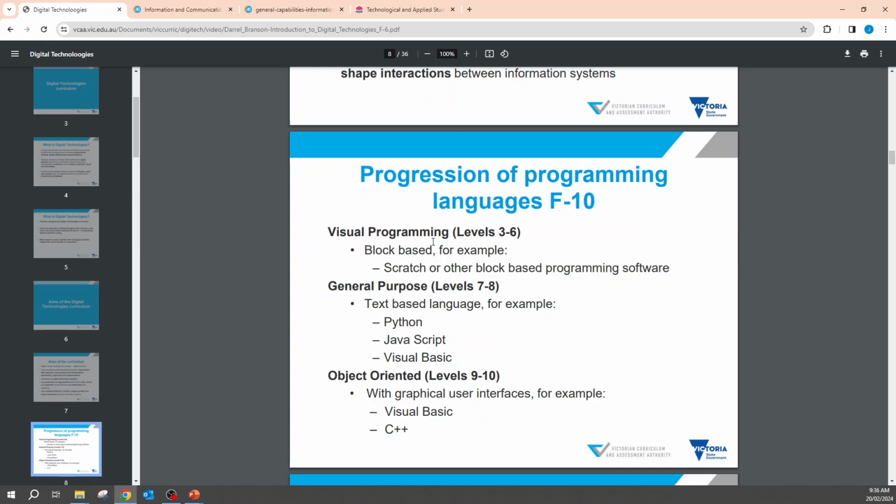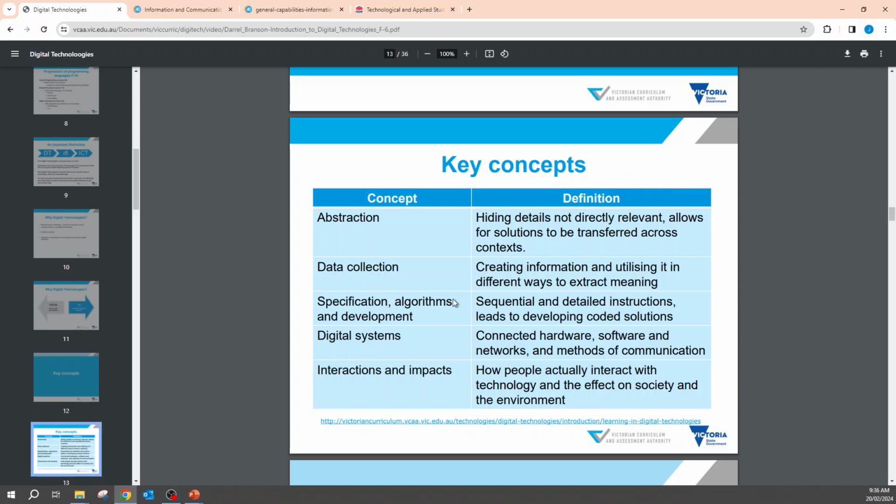So there are some useful terms to consider here. The key concepts we look at, and it's important to have these in mind as you consider digital technologies, is this idea of abstraction, which is hiding details that are not directly relevant and posing solutions that are transferable across context. So that notion of generalizability, the application of learning beyond the classroom or one specific context. We're also looking at data collection, the different forms of digital technologies and how they operate, things like the internet, LAN, etc., etc.